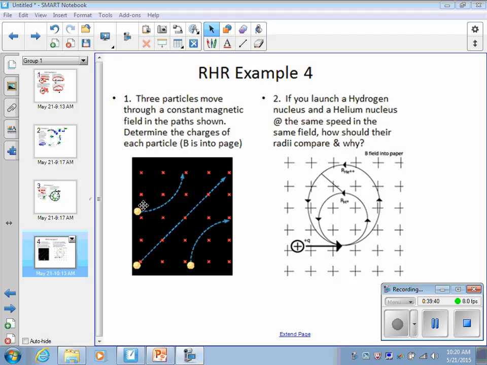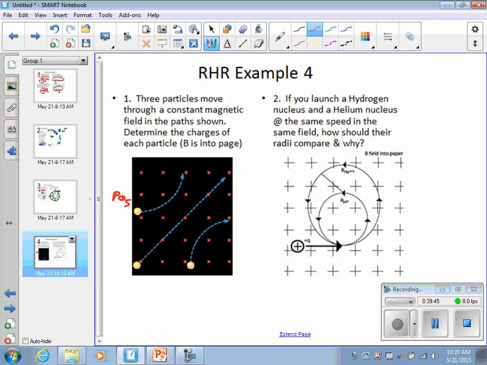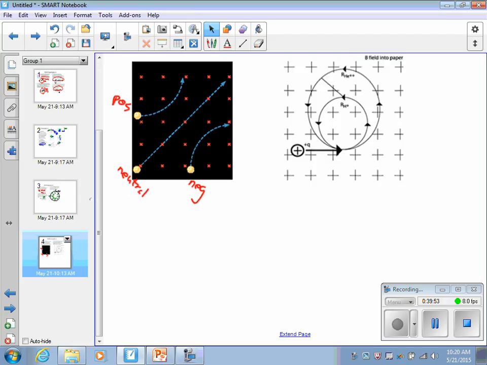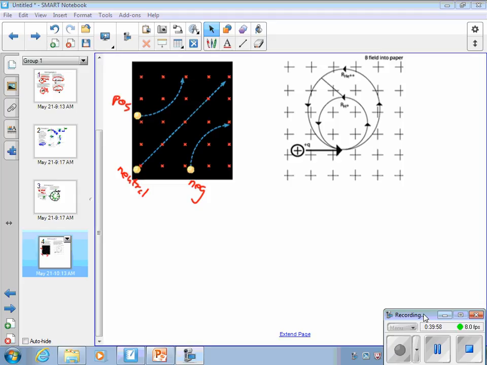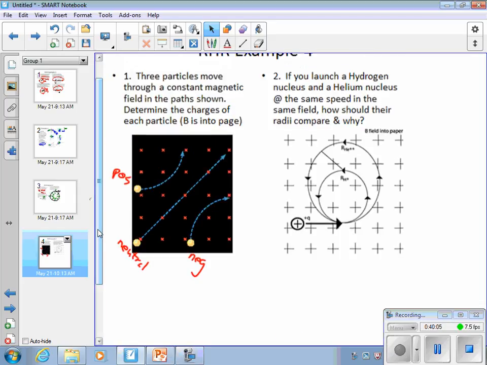Okay? So let's see. Like I said, I'll just mark it again. This is positive. This is neutral. And this guy is negative. Right. Okay, and here, let's scoot that out of the way. We have a hydrogen nucleus and a helium nucleus, they're launched at the same speed and in the same field. How should their radii compare and why?